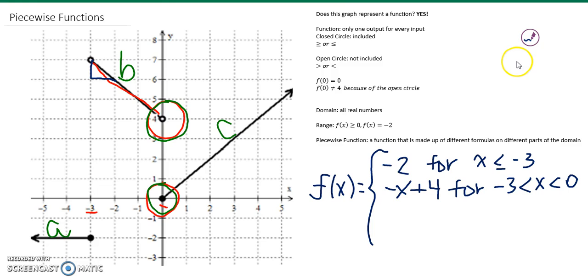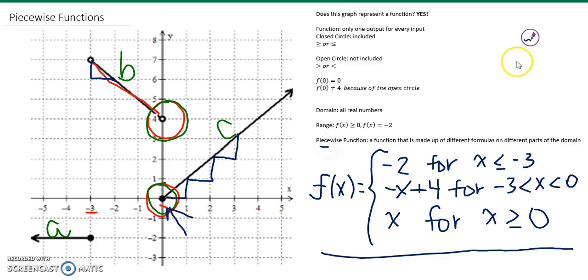Now we can write the equation for our last segment. Finding the slope, we see that it is 1 over and 1 up, so we have a slope of 1 and a y-intercept of 0, so we can leave this as x. Writing the domain for this line segment, it is for x greater than or equal to 0, because 0 is included. And there we have the equation for our piecewise function.